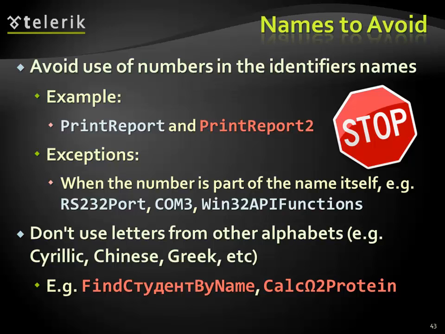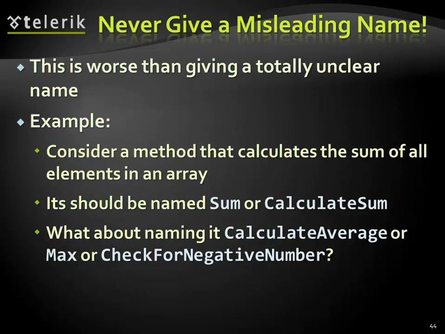Try to avoid using letters from other alphabets, like in the examples below, because they don't really add quality and they don't make the code very good. Try to never give a misleading name, because the misleading name is worse than giving a totally unclear name, in fact.